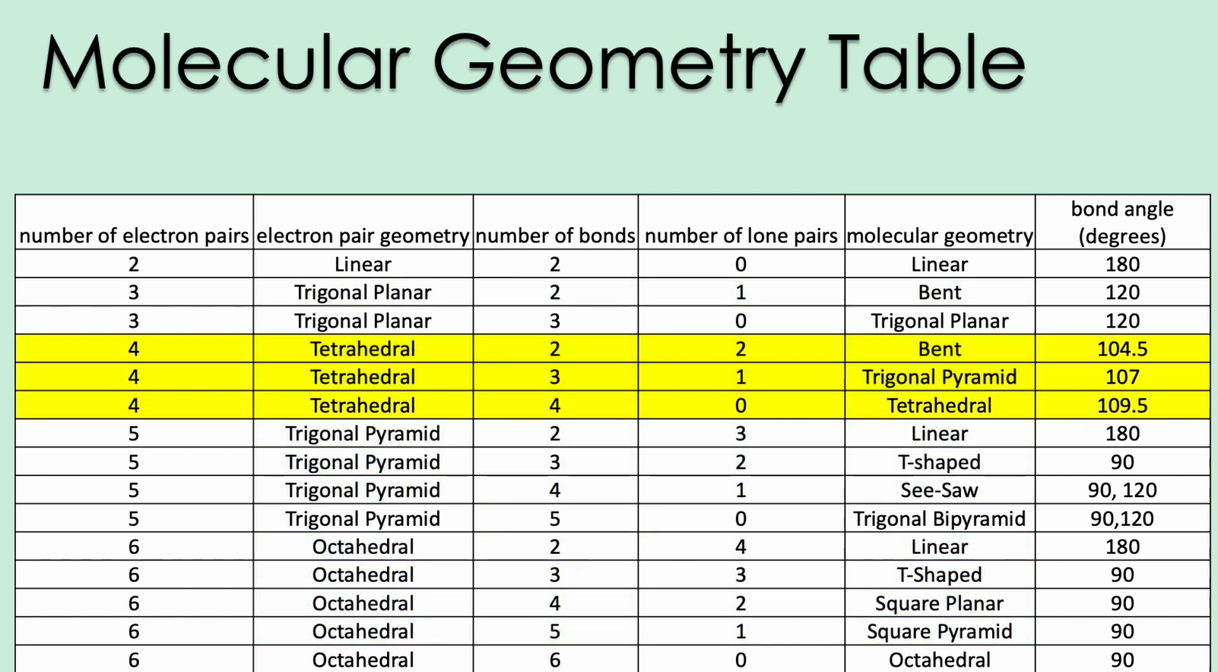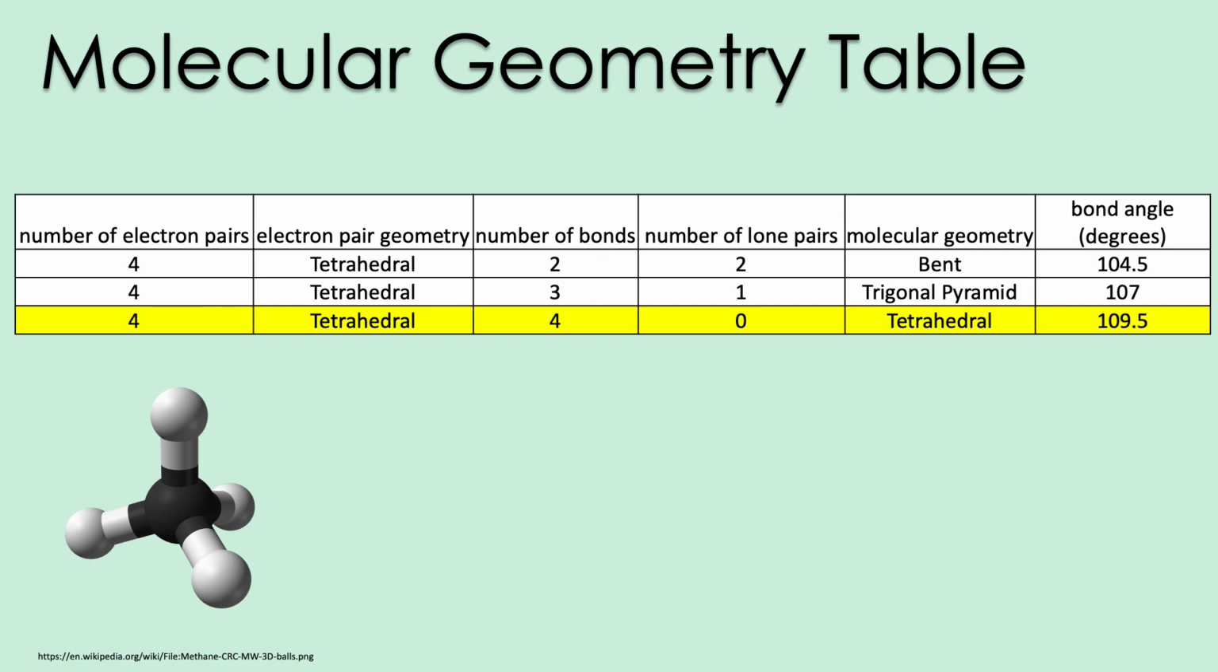To illustrate this point, let's look at some common examples seen in general and organic chemistry of the tetrahedral geometries of methane, ammonia, and water. Methane is a single carbon atom with 4 hydrogen atoms around it. It has 4 bonding pairs of electrons and no lone pairs of electrons. It has both an electron pair geometry and molecular geometry of tetrahedral.